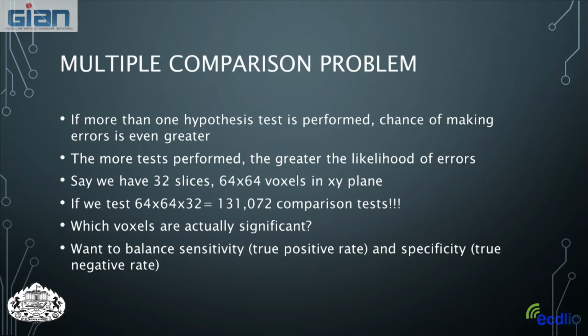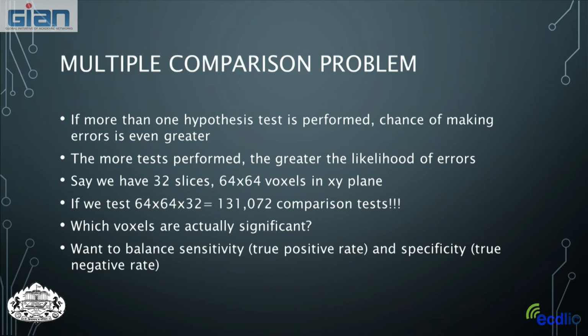So this is a problem called the multiple comparison testing problem, or multiple comparison problem. This is when we do thousands and thousands of t-tests. Our chance of making these types of errors is greater and greater due to random events. So the more tests that we perform, the greater the likelihood of making errors. In this example of 64 by 64 voxels in the XY plane, and we have 32 slices. If we do this calculation, we actually end up with 131,000 comparison tests. So this becomes a problem.